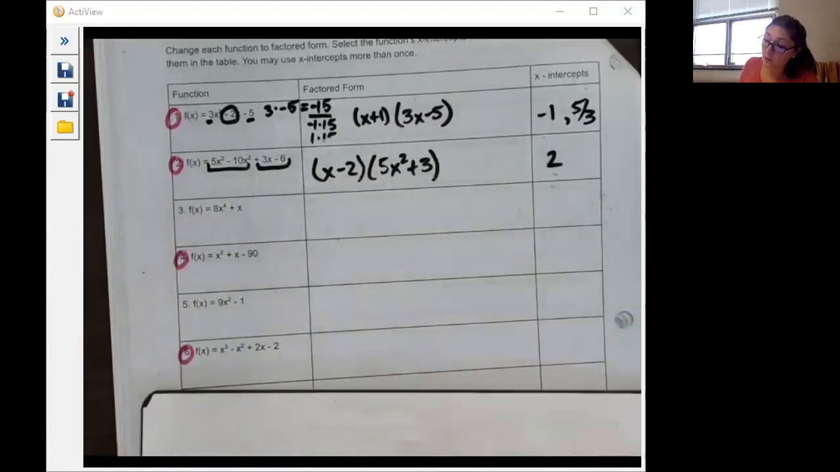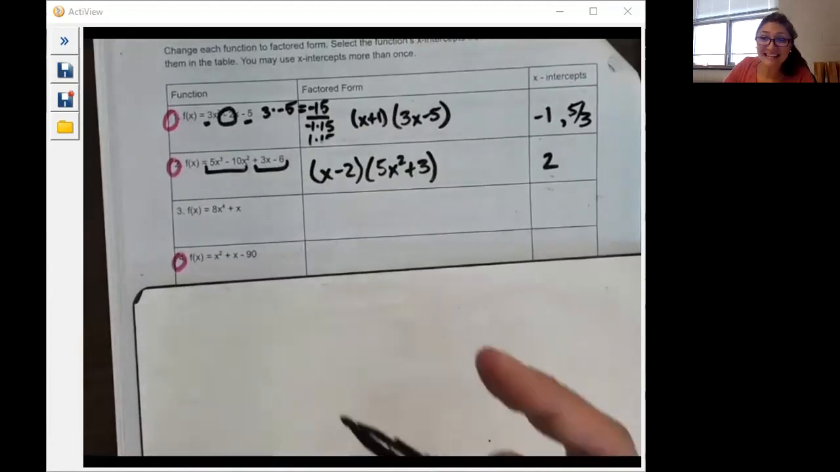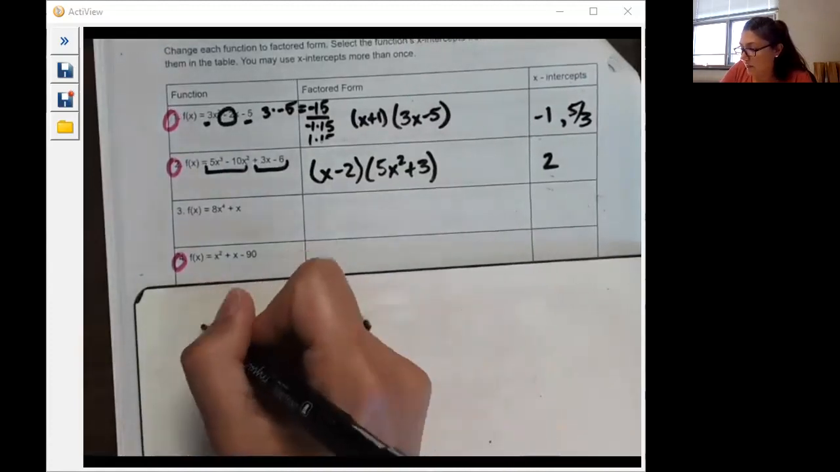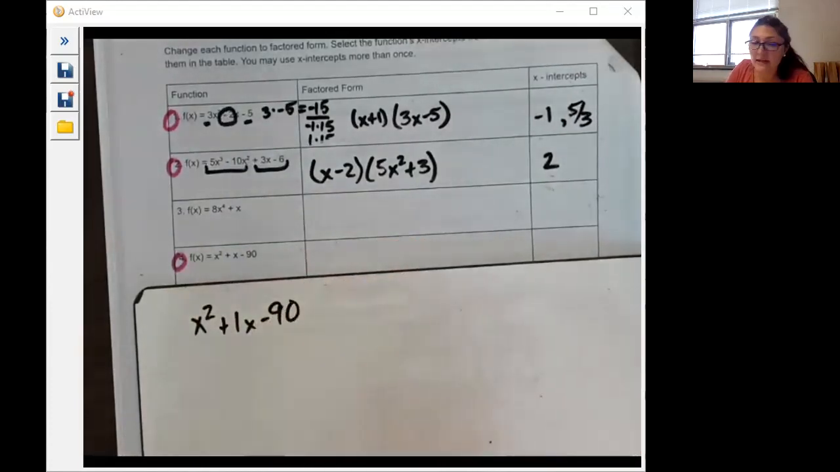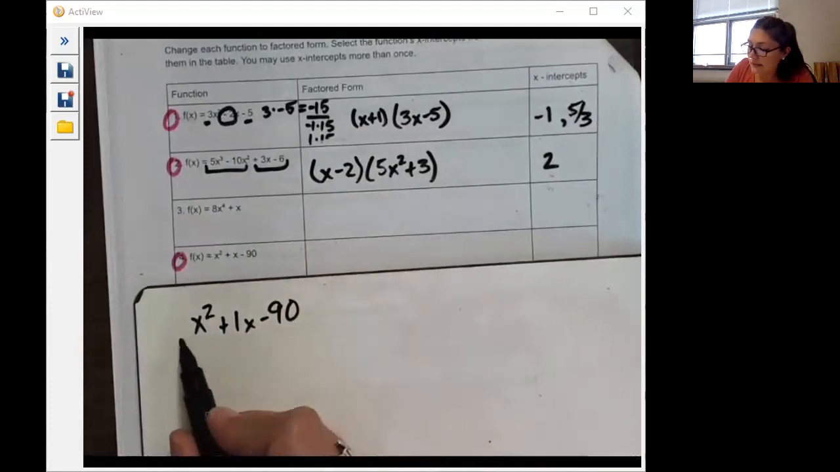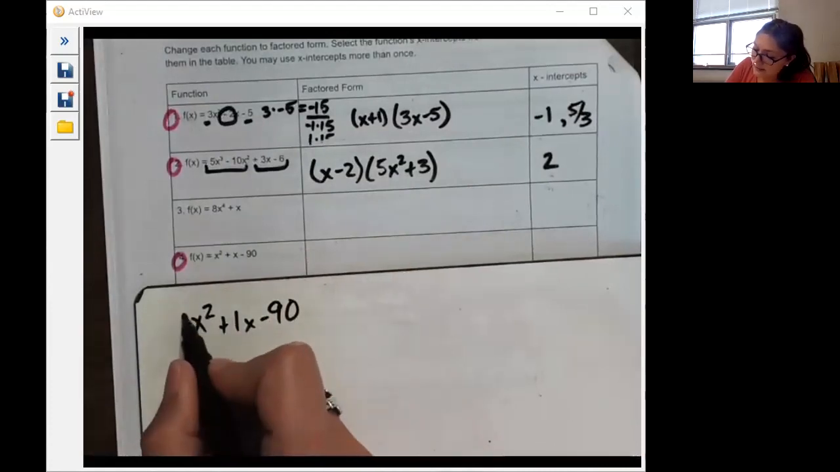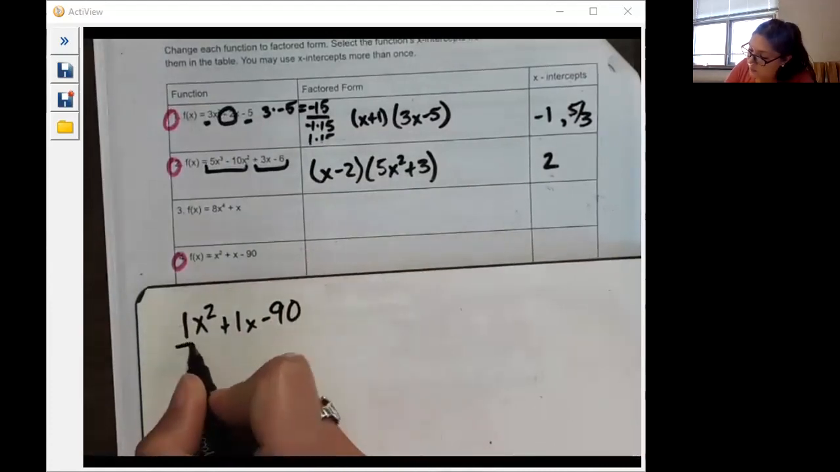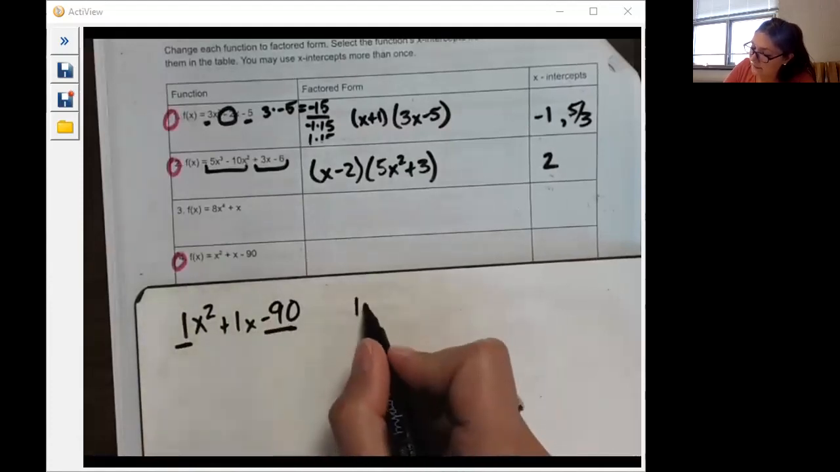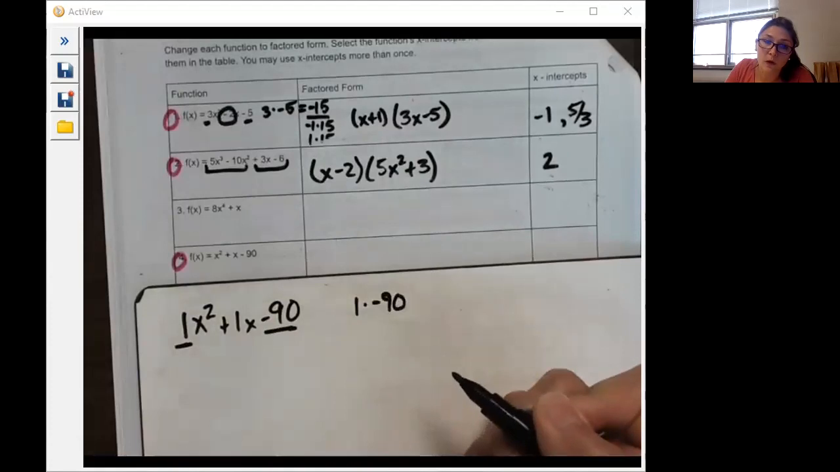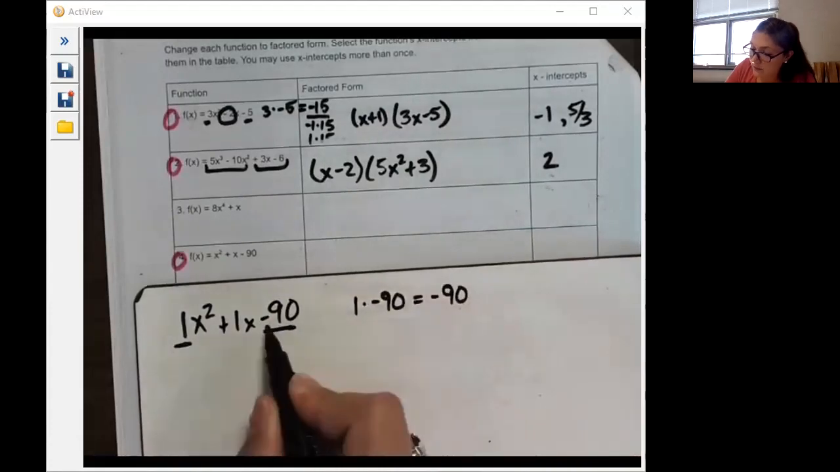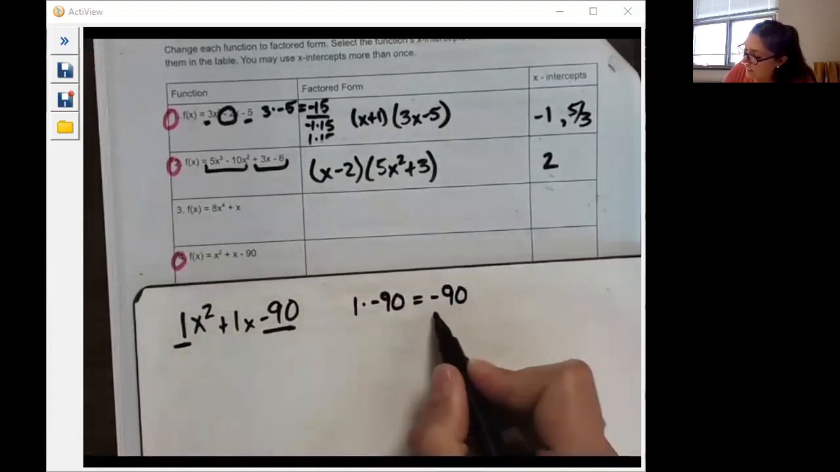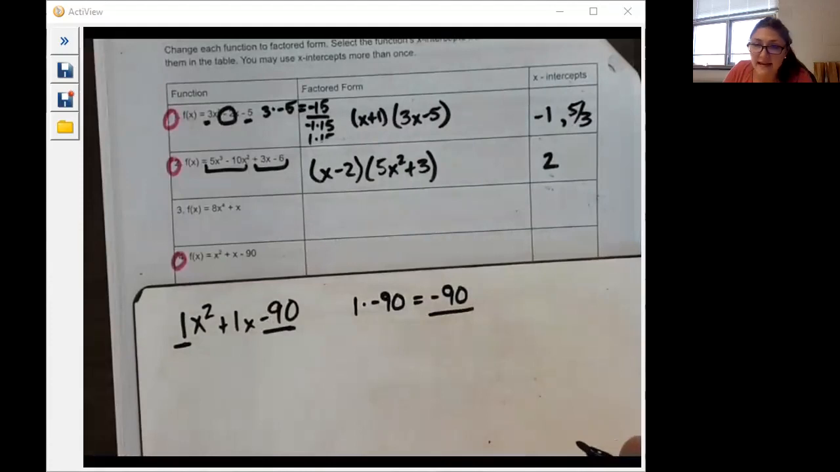Number 4 has 3 terms, so we're going to use AC method for that. Okay. So I've got x squared plus 1x minus 90. For AC method, I need to identify that leading coefficient and the constant term. Now, I don't see a number in front of x squared. Remember that that means that that leading coefficient is 1. I'm going to want 1 and negative 90. And I'm going to multiply those together. 1 times negative 90 would give me negative 90. Again, be careful with your signs. Signs are important. And now I want factors of negative 90 that add to 1.